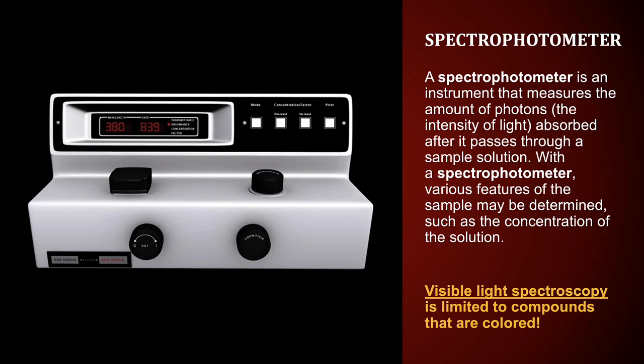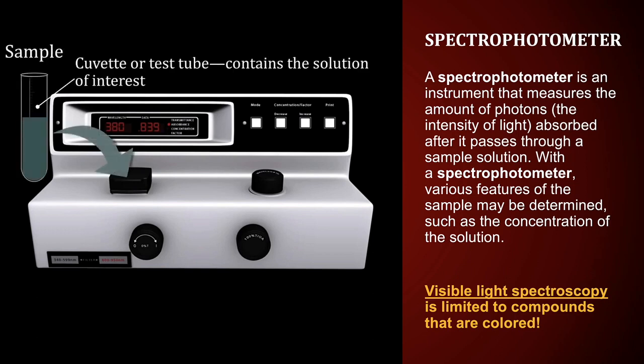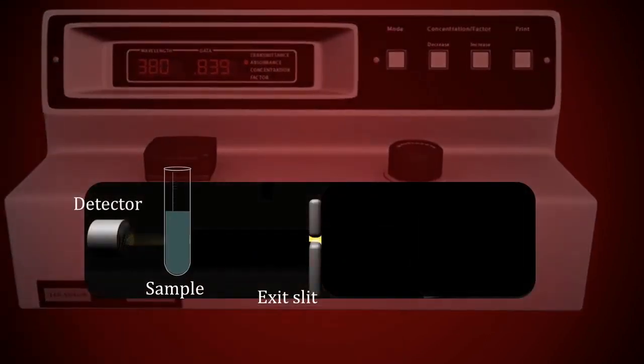A spectrophotometer is an instrument that measures the amount of photons, the intensity of light, that a sample solution absorbs as light passes through it. With a spectrophotometer, various features of the sample may be determined, such as the concentration of the solution. It must be pointed out that visible light spectrophotometers are only useful for analyzing solutions that are colored. Here's how a spectrophotometer works.